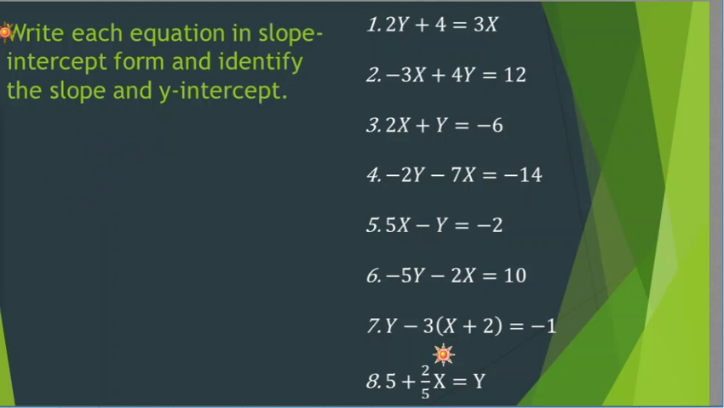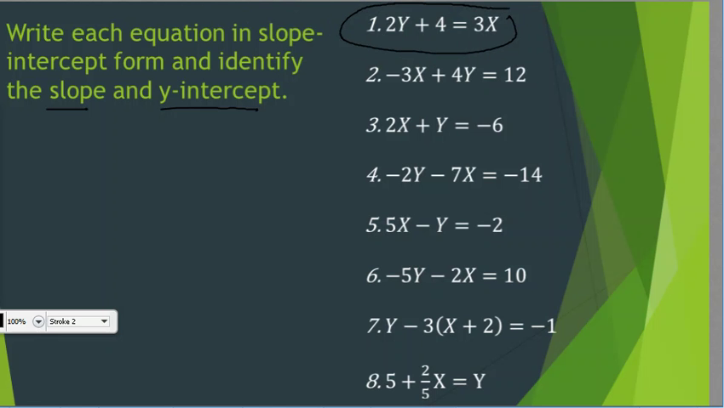I don't even need you to graph these. All I want you to do is put them into slope-intercept form, tell me what the slope is, and then tell me what the y-intercept is. So I'm going to do 4 of these with you, and then for your quiz, I'm going to leave you 4 to do on your own. So let's go ahead and start with number 1.